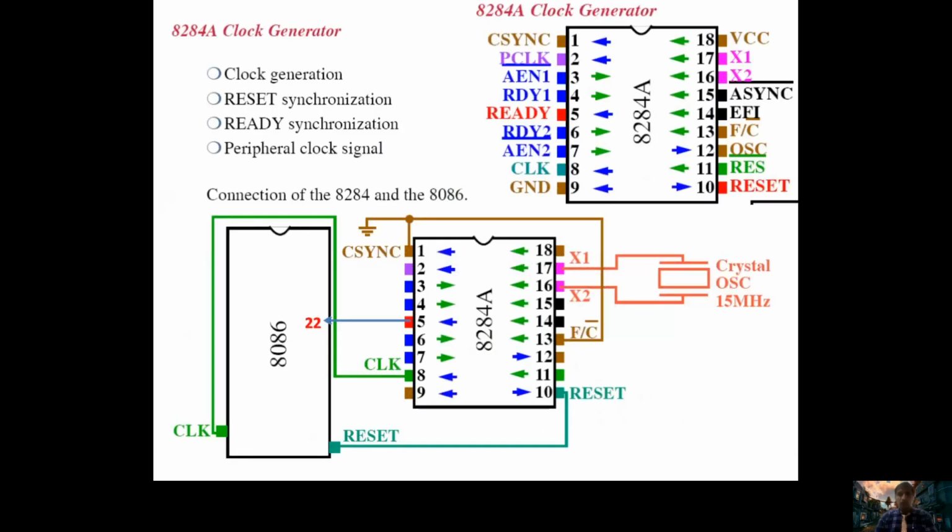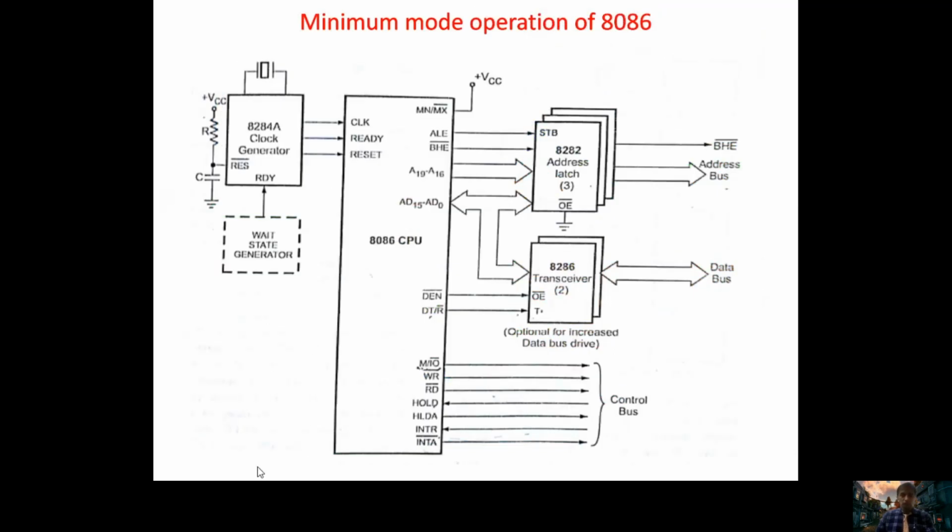In the previous video I explained the role of 8284, nothing but a clock generator. A clock generator mainly supplies three pins called reset, clock and ready. These three pins are supplied to 8086, and accordingly it will work. Minimum mode was also explained. In minimum mode operation, we have MN/MX bar. This MN/MX bar should be connected to VCC. VCC means our mode is minimum mode. If it is connected to ground, then our mode is maximum mode. That is one point we should observe, whether it's minimum mode or maximum mode.